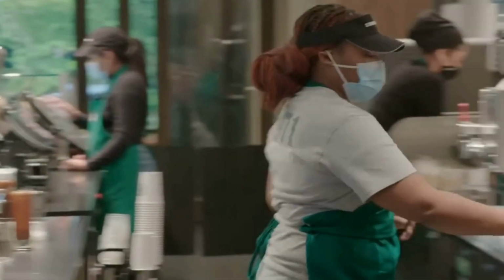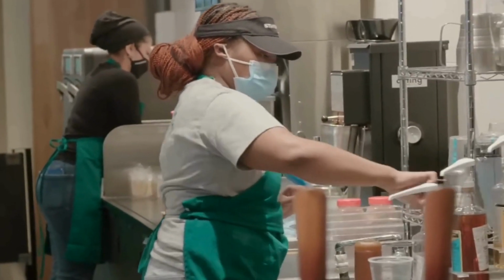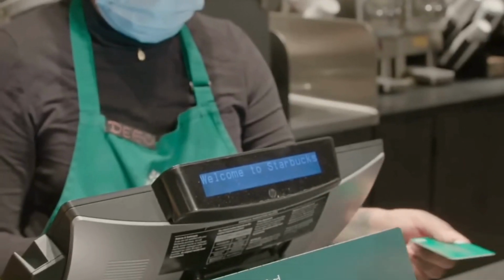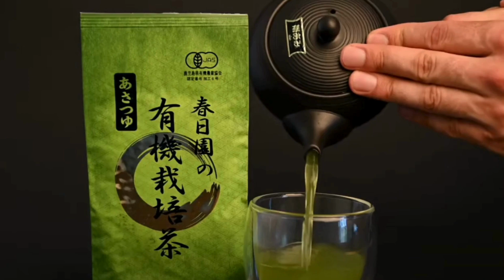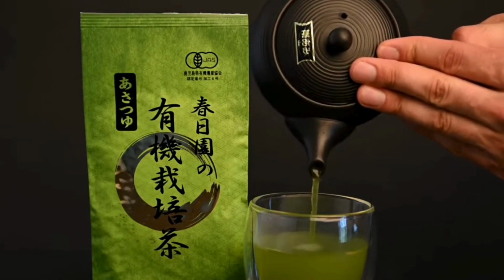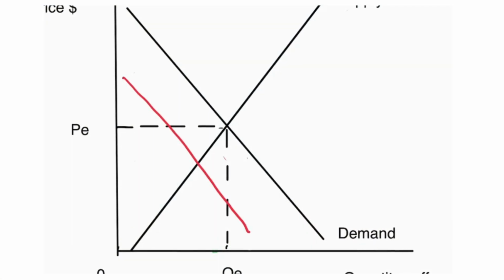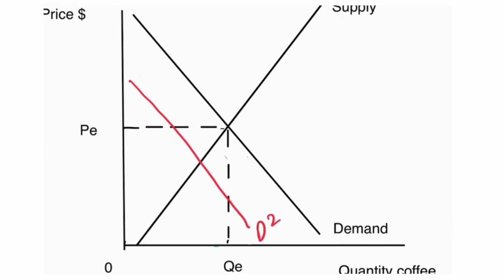Imagine the market for coffee. Now, let's say there's a new trend promoting the health benefits of green tea, causing many coffee drinkers to switch to tea. This shift in tastes and preferences leads to a decrease in demand for coffee, which we can show as a leftward shift of the demand curve on a diagram.